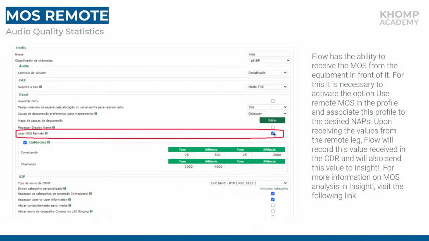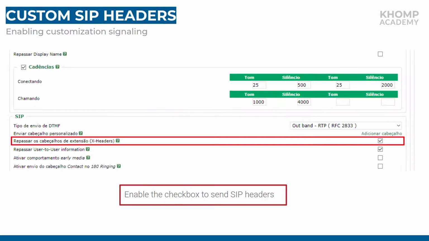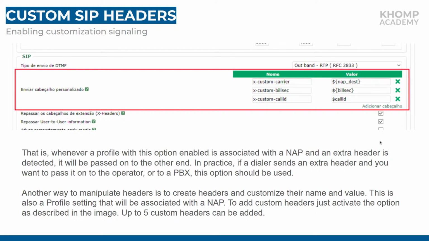you can use it as a customized header. And I'm going to use that MOS explanation to explain now the customized headers, which don't only work for MOS, but for so many headers you want, to enrich your signaling and send information to the other SIP elements. And now you can activate these SIP headers. You have to enable this checkbox, and you can send things like this: custom SIP headers.